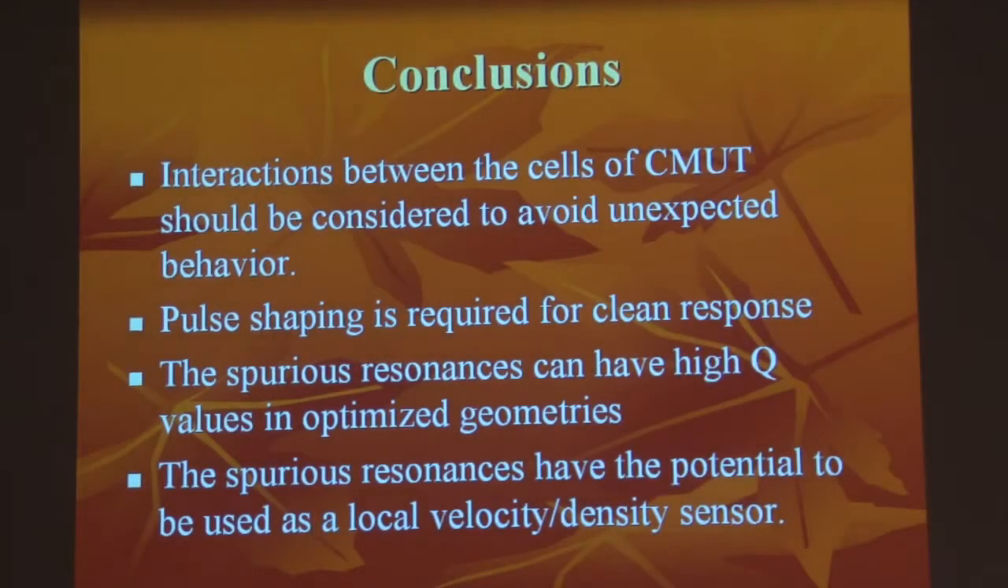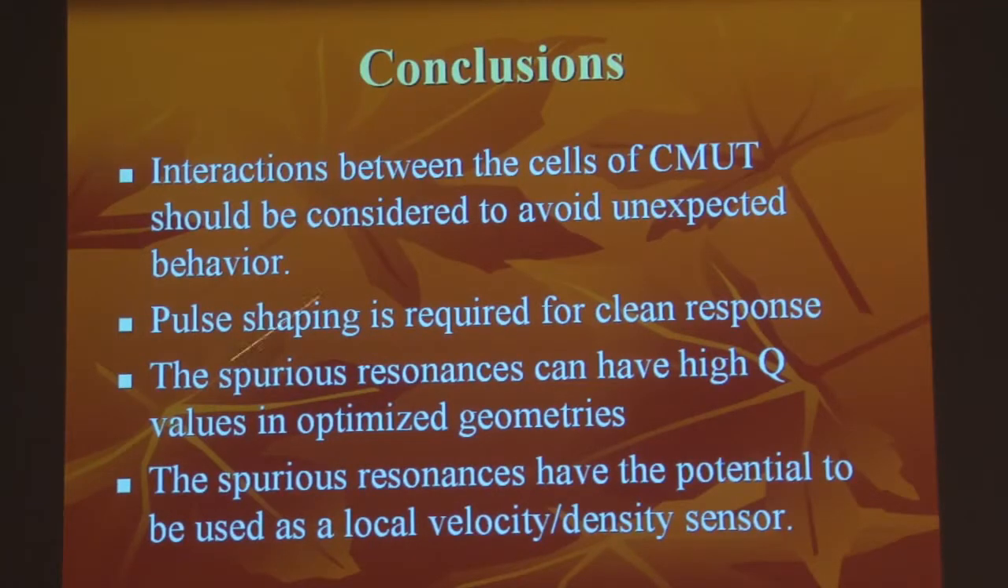So to conclude, interactions between the cells of CMUTs should be considered to avoid unexpected behavior, and pulse shaping is required for a clean response. Spurious resonances can have very high Q values in optimized geometries, and they have the potential to be used as local velocity or density sensors.